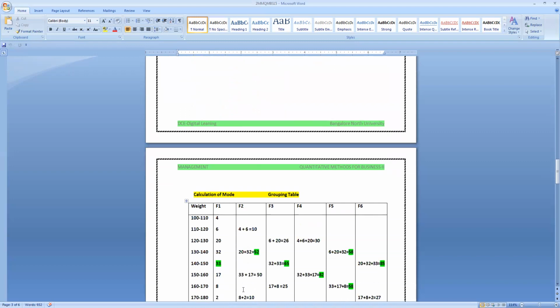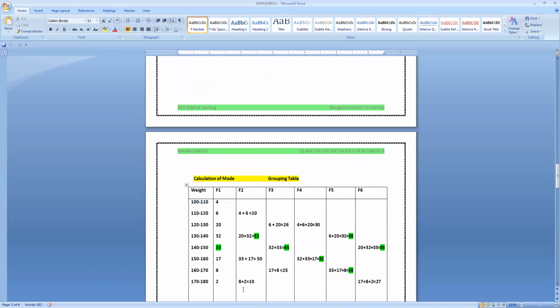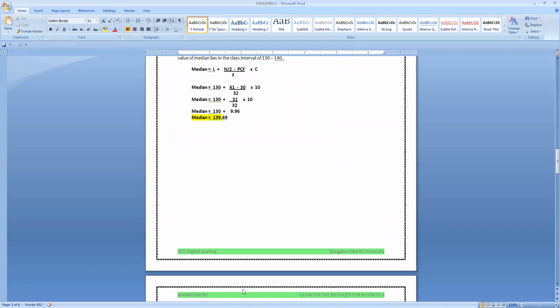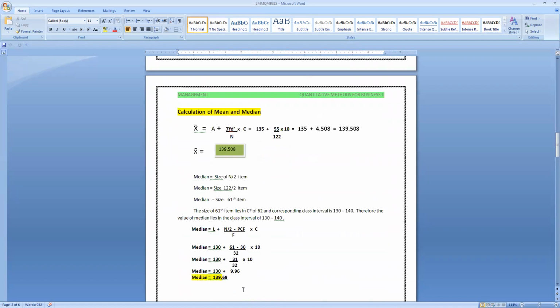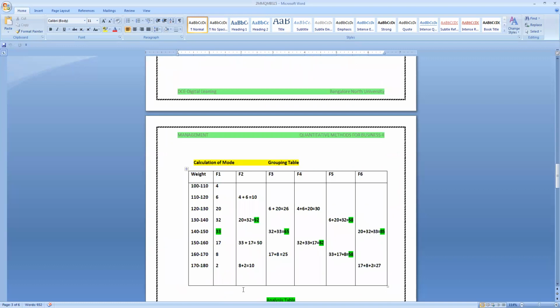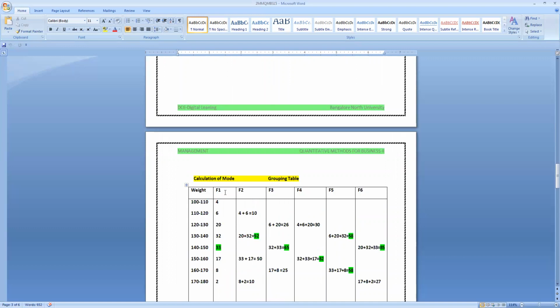Here we are going to calculate the third average with the help of the grouping and analysis table. In the case of a grouping and analysis table for a continuous series, we have to arrange the class intervals. In the first one, the class intervals given in the question: 100 to 110, 110 to 120, 120 to 130, till 170 to 180. Whatever frequency values are given have to be shown in the first column. That is 4, 6, 20, 32, 33, 17, 8 and 2. Among the frequencies, the highest frequency should be encircled here.